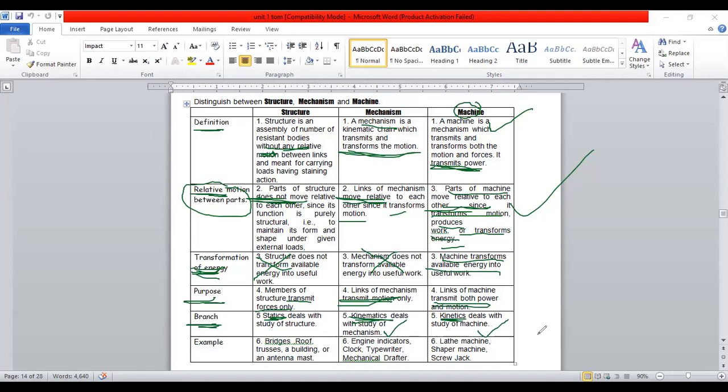What are the examples of structure? Bridges, roofs, trusses, building, an antenna mast. These are all examples of structure. Engine indicators, clock, typewriter, mechanical drafter. They just transform the motion, hence they are the motion transforming devices. Lathe machine, shaper machine, these are all examples of the machine.